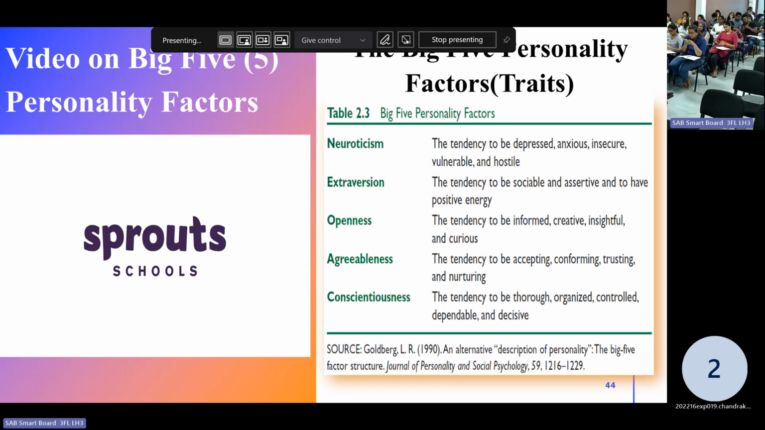The tendency to be depressed, anxious, and intellectual. People normally tend that way, but if you can manage that, you are a leader. Extraversion, the tendency to be sociable, assertive, and have positive energy. Openness, the tendency to be more creative and insightful. Agreeableness, accepting, trusting, and nurturing. Conscientiousness, the tendency to be thorough and organized. These are the factors, and they thought if you have them, you can become a leader. That means of the 100 or 200 or 300 traits, they grouped them into 5 major traits, and said if you have these you will become a leader.